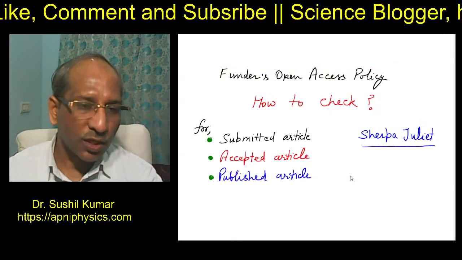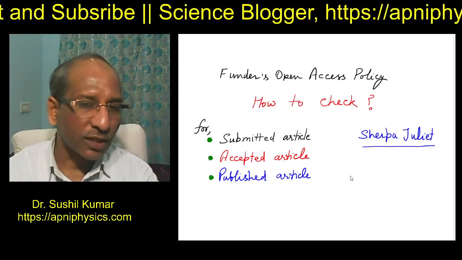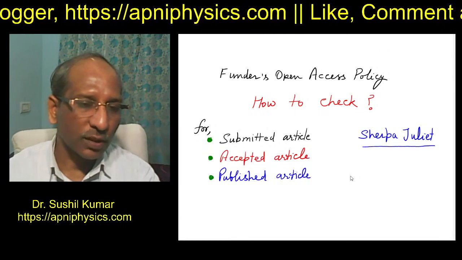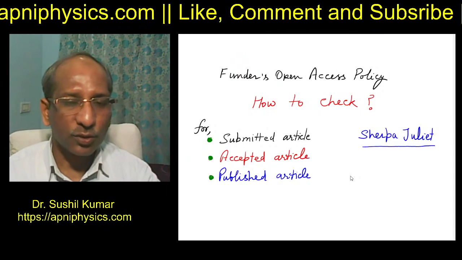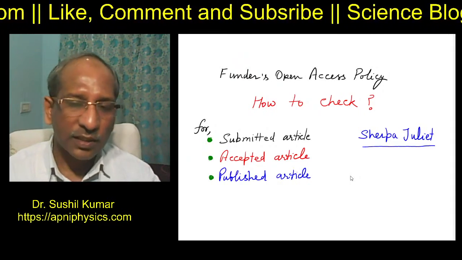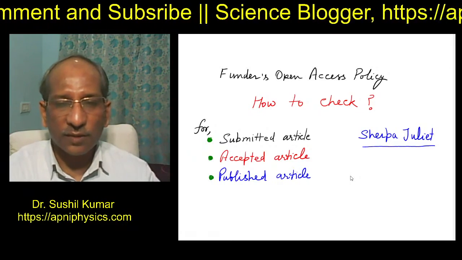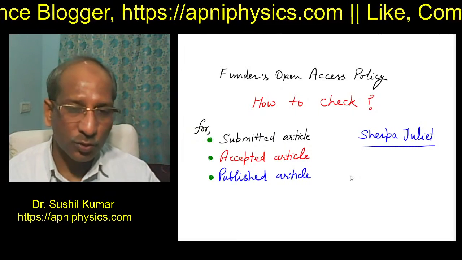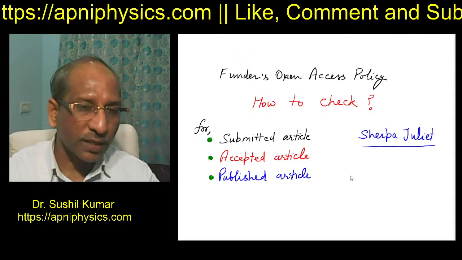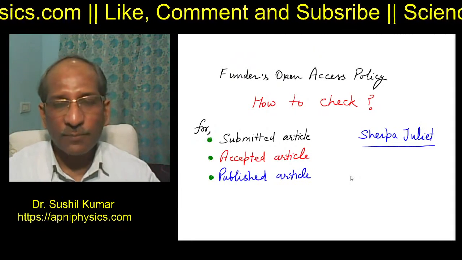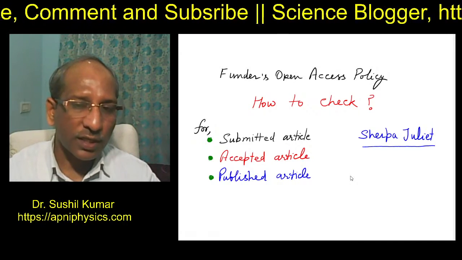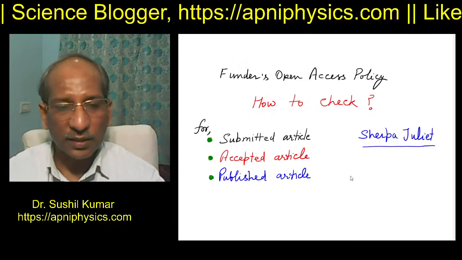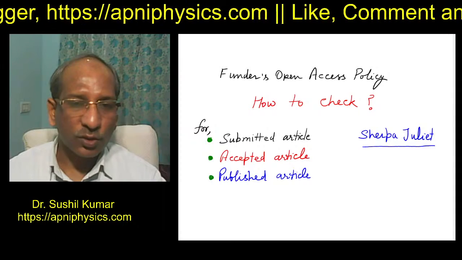Today I will discuss the funders' open access policy that comes into the Sherpa Juliet section. They categorize all these things. Suppose you want to find out the publisher policy, then you have to approach Sherpa Romeo. If you want to find out the open access policy of the funders, as you are watching in this video, then you can find out Sherpa Juliet. Again the same thing applies for the submitted article, accepted article and published article. So this will remain the same.